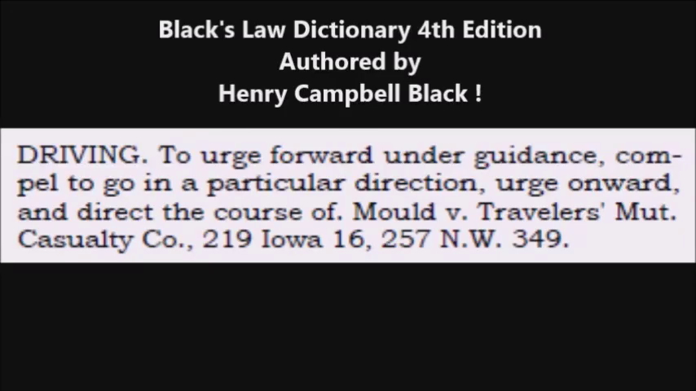The definition of driving: to urge forward under guidance, compelled to go in a particular direction, urge onward, and direct the course of. What is a driver? The definition of driver: one employed in conducting or operating a coach, carriage, wagon, or other vehicle with horses, mules, or other animals, or a bicycle, tricycle, or motor car, though not a street railroad car. A person actually doing driving, whether employed by owner to drive or driving his own vehicle.